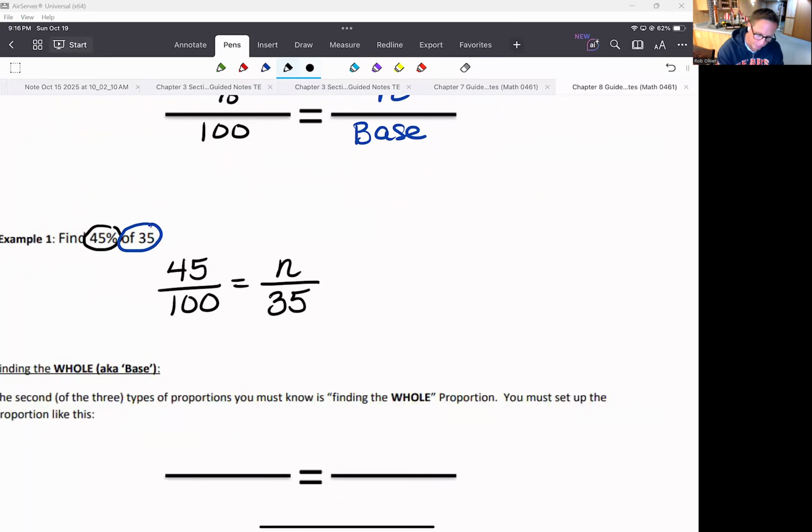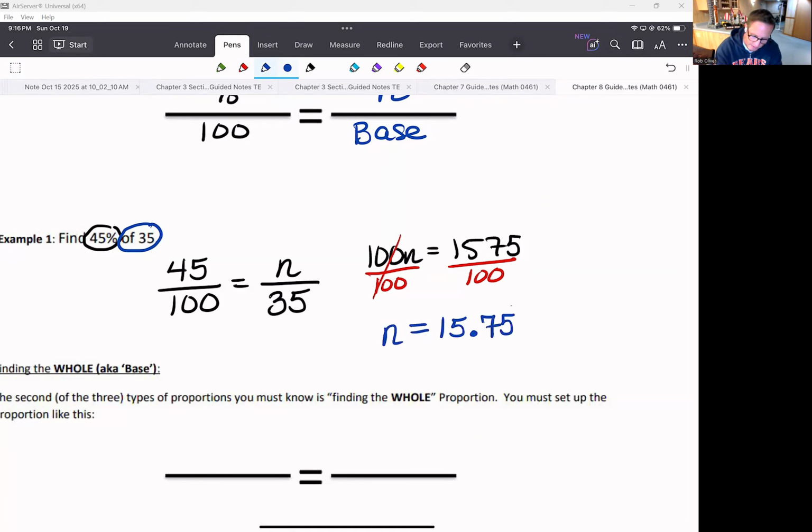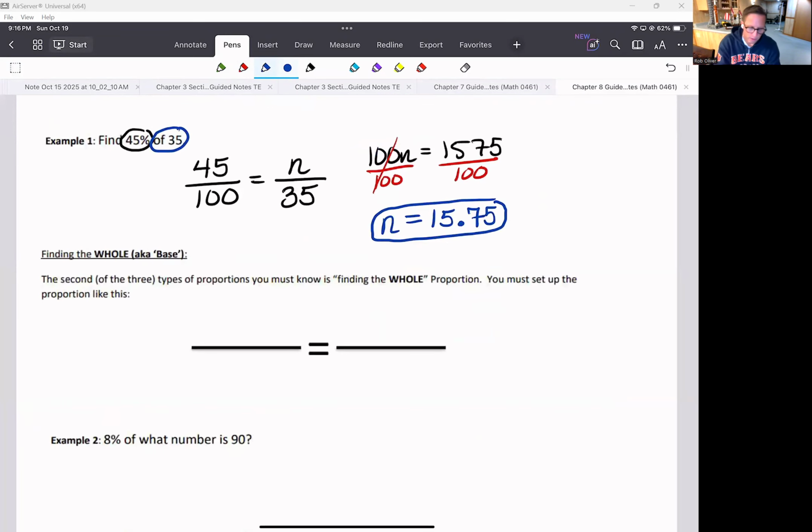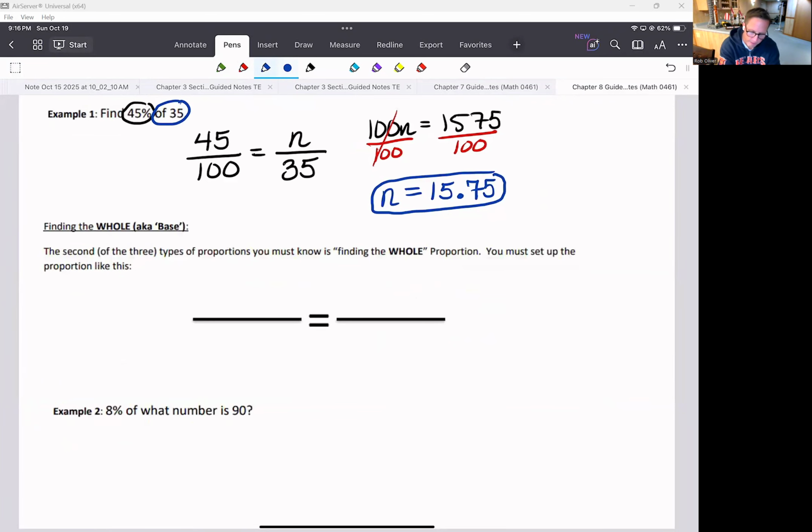So 100 times n, that's pretty easy. That's 100n. And then you're going to do 45 times 35. That's 1575. And then we're going to divide by 100. Dividing by 100 is really easy. Just move the decimal over 2 places to the left. And then I got 15.75. Just like that. Okay. So there you go.